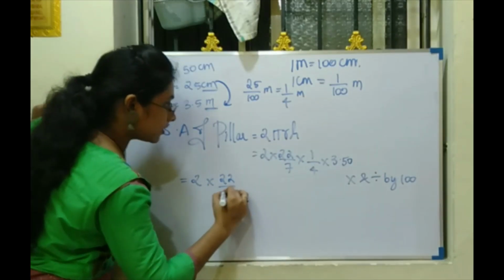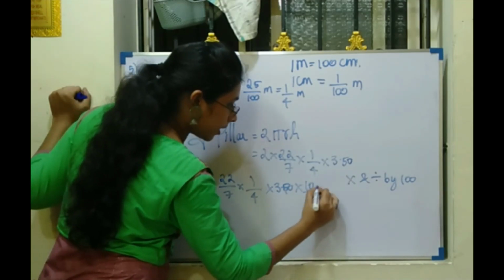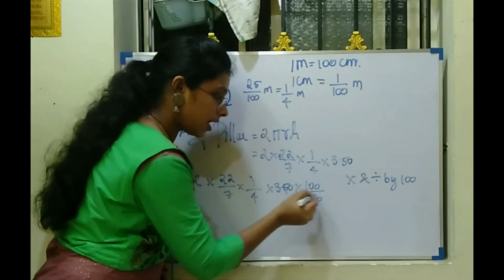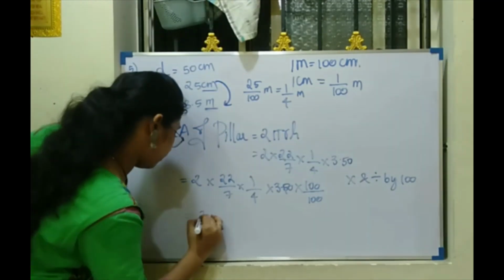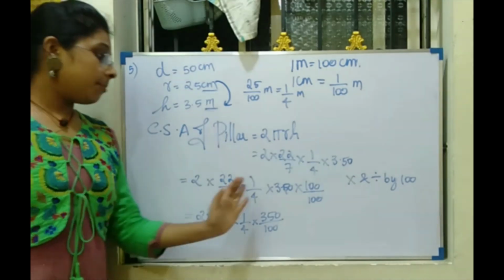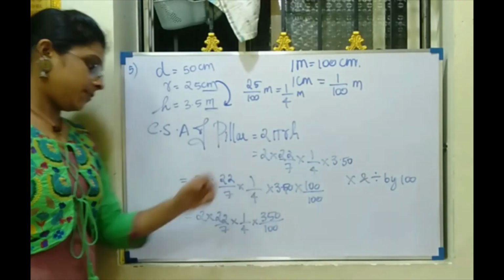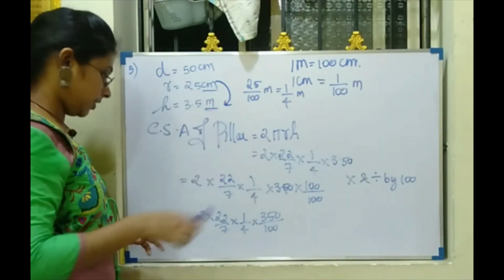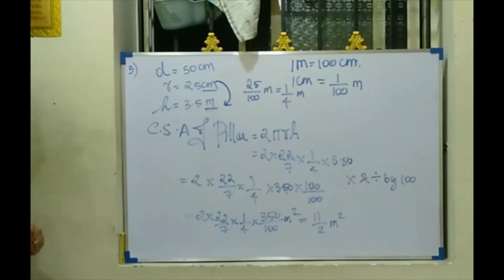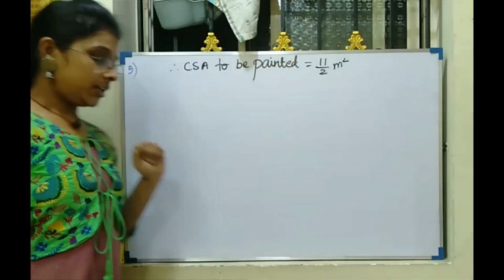2 into 22 by 7 into 1 by 4 into 3.50 into 100 by 100. For removing the decimal, I am using this 100, and this 100 will stay here as it is. By multiplying by 100, we have removed the decimal point. So 3.50 has become 350 and this 100 will be here as it is. Now by solving this, we get 11 by 2 meter square as our answer. This curved surface area to be painted is equal to 11 by 2 meter square.